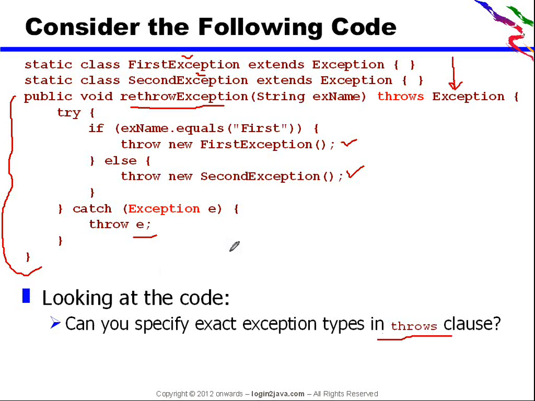You cannot, because you are having exception in your code throwing through this method. So throws cannot have a subclass. It should have basically the base class. This is still Java 6.